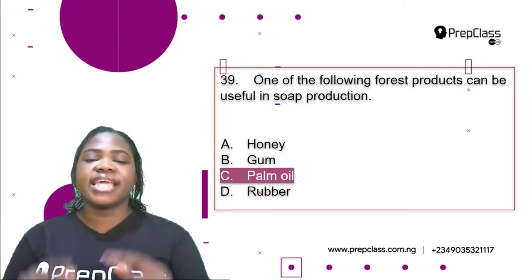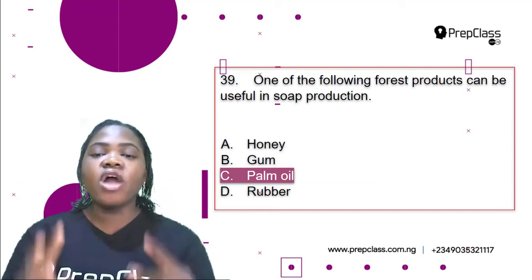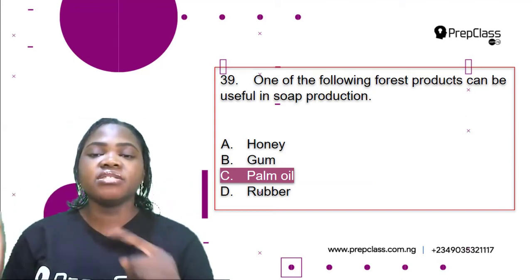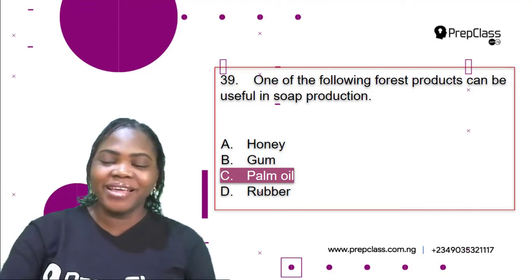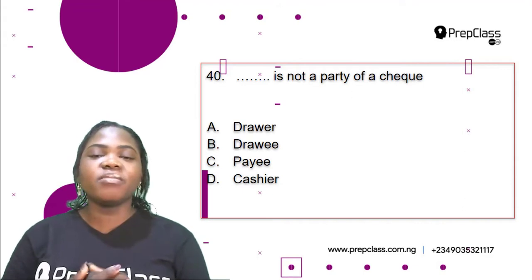So palm oil is a forest product that can be used in soap production. So the correct option here is C, palm oil. One of the following forest products can be used in soap production. C, palm oil. That's the correct option. Check.